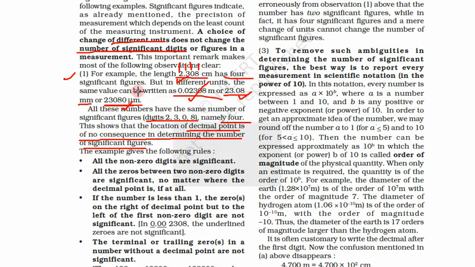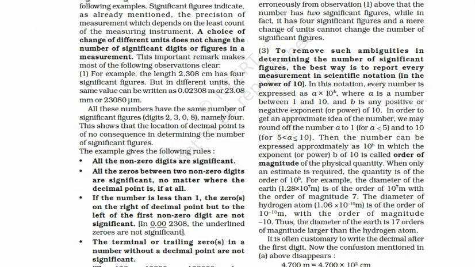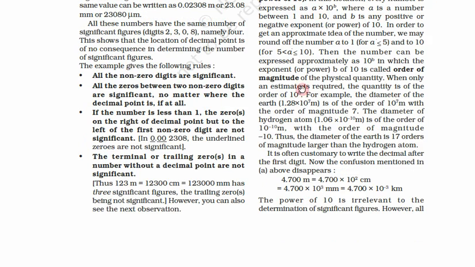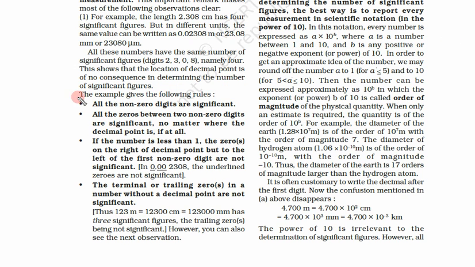Now there are some rules for counting significant figures. Let us understand those rules. First rule: all the non-zero digits are significant. Here 2, 3, 8, all 3 are non-zero digits, which means they are significant. All the digits from 1 to 9 are always significant. The problem comes only with 0.